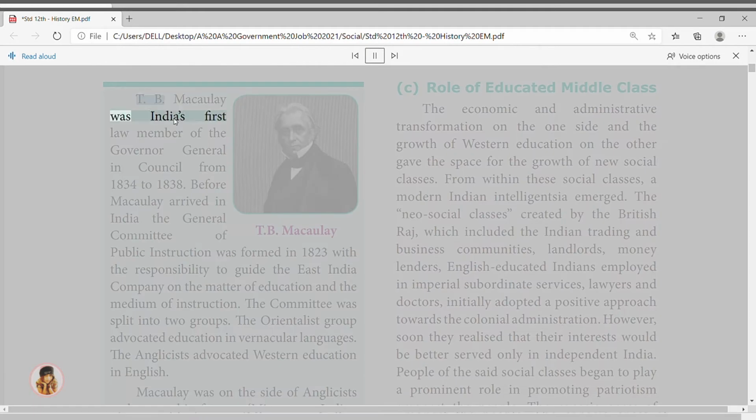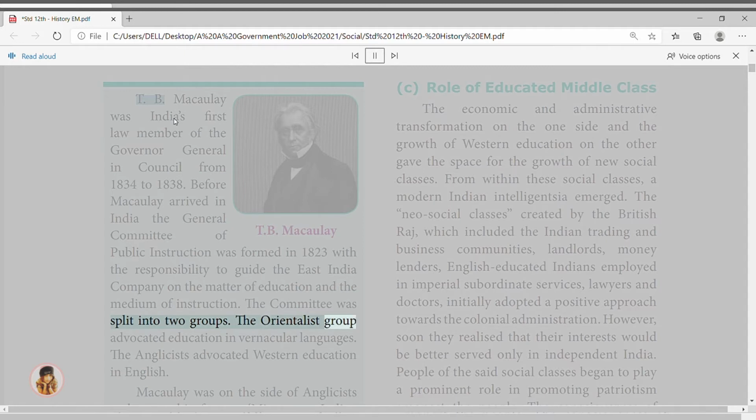T.B. Macaulay was India's first law member of the Governor-General in Council from 1834 to 1838. Before Macaulay arrived in India, the General Committee of Public Instruction was formed in 1823 with the responsibility to guide the East India Company on the matter of education and the medium of instruction. The committee was split into two groups.